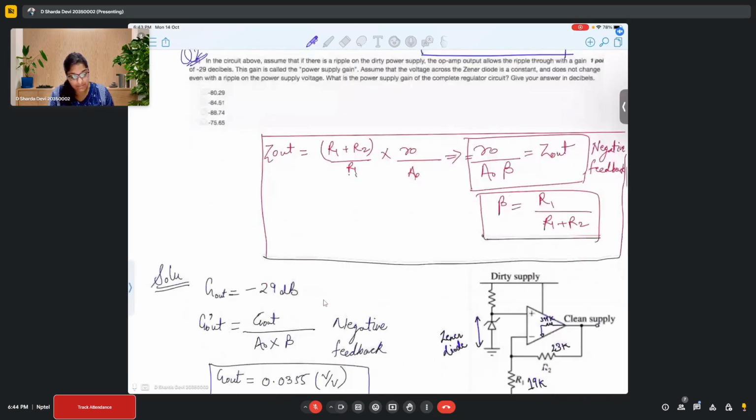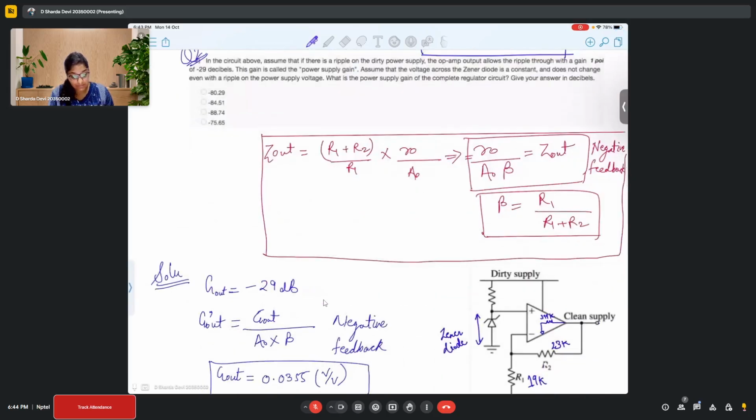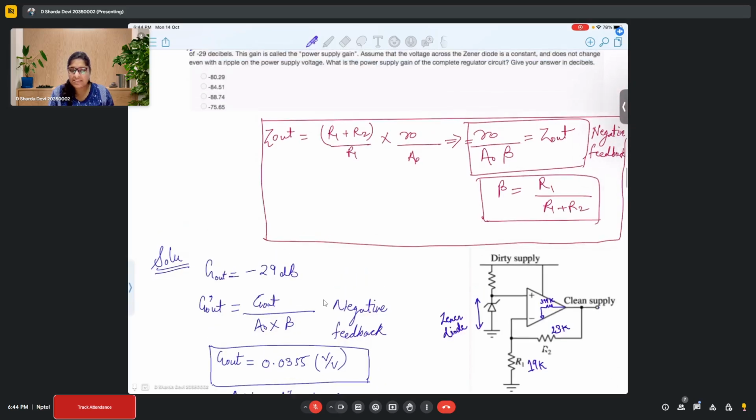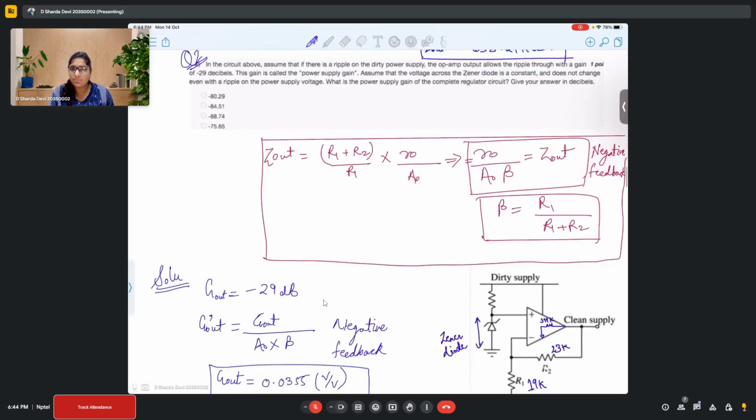The step where you got G out as 0.035, you took the antilog of minus 29 dB. Yes, antilog of minus 29 dBs. While I was calculating, I got 0.012 round. Was the problem the same? Yes, ma'am, I was just solving it now.